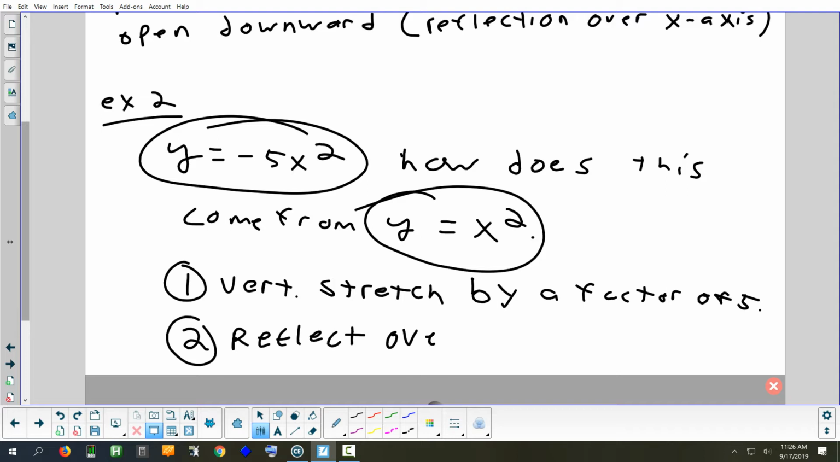Reflect over x-axis. Okay, when you describe a transformation, you usually have two things you have to describe. Like if you just say vertical stretch, you're not going to get points for that. Vertical stretch by how much? Okay? If you just say reflect, you weren't specific enough. Reflect over what? The x-axis or the y-axis. So just make sure you say it like that.